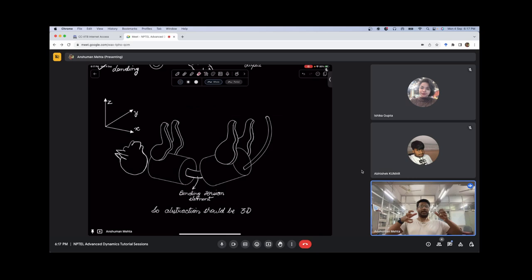Then the final part, which is the most magical part of the whole scenario, is rear leg extension. When it extended its rear leg, what happened? There is a follow back twist. Just imagine a cantilever beam twisted like this, and you release those twists. What happens? It will come back to its original position. So that is what is happening.